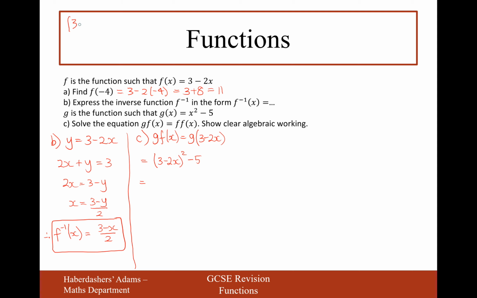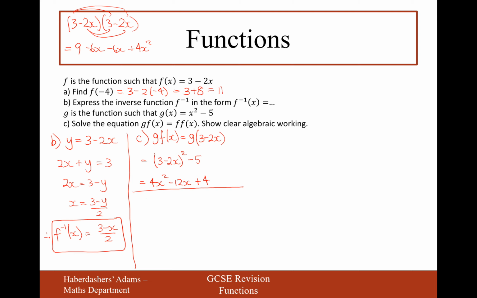Remember, the way that we expand a square bracket is we multiply it by itself. That's what squaring means, multiply it by itself. So it's going to be 9 minus 6x minus another 6x and then plus 4x squared. So the answer is going to be 4x squared minus 12x, and then we'll have a 9, but then take away the 5, so that would be plus 4. Okay, so that's the answer to g f of x.